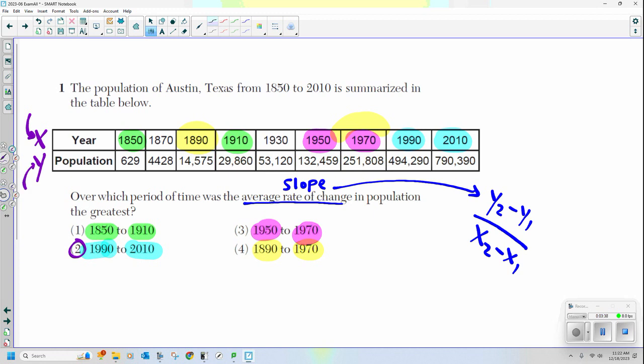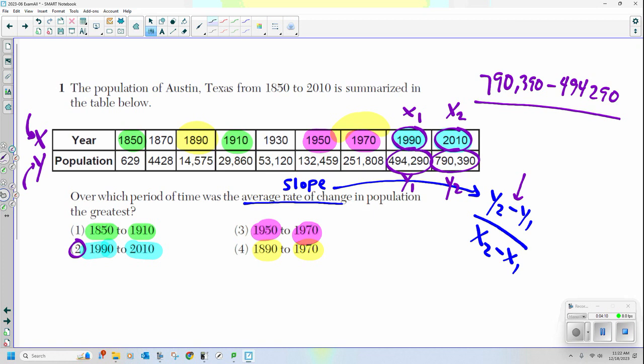So if I'm going to go from 1990 to 2010, let's say this is my x1, this has to be my y1, which means this would be my x2, and this would be my y2. Okay, I'm literally just going to plug them into this formula right here. So we have y2, which is 790,390, minus y1, which is 494,290, all over x2, which is 2010, minus x1, which is 1990.